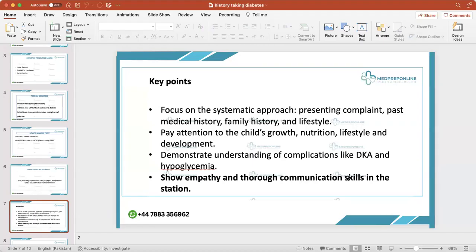So you have to be very empathetic, focus on the systematic approach, and pay attention to the child's growth, nutrition, lifestyle, and development, and demonstrate understanding of complications like DKA and hypoglycemia. Like we said, we can touch it in our HOPI, we will touch it in past history, and we will also talk about it when we take social history and talk about education of the family. So always be very clear. You have 13 minutes.